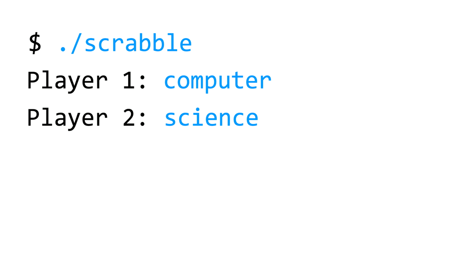Your program should then take both of those words, looking at each letter and figuring out how much each letter is worth, and using that information to figure out which of the two words is going to have a higher score in a game of Scrabble. In this case, player 1's word, computer, has the higher score, so your program is going to print something like "Player 1 wins", for example.